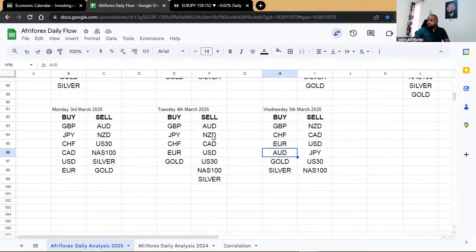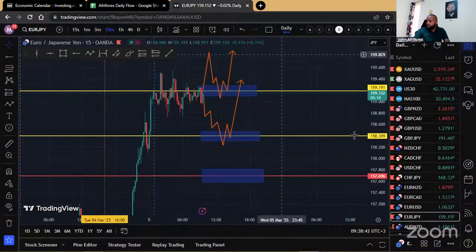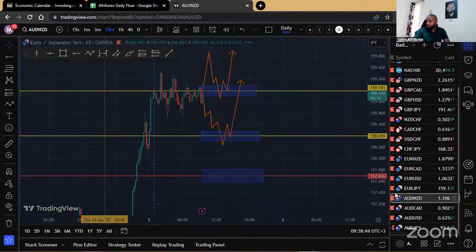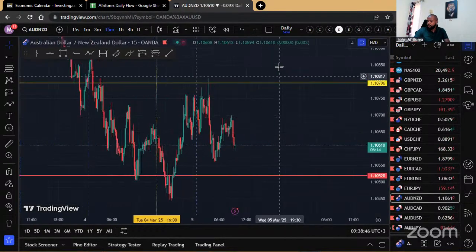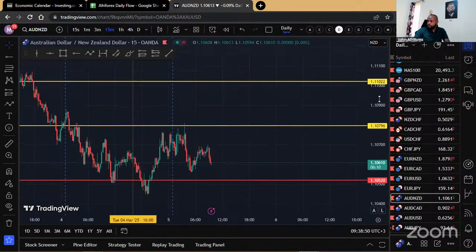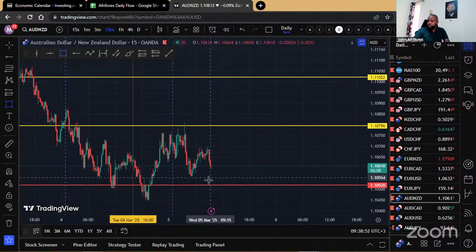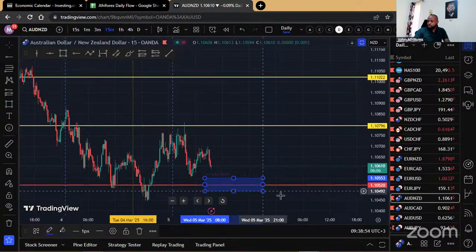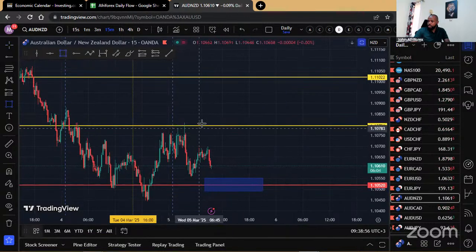So right now we're going to move on to the AUD pairs, and we're going to mix and match them up with everything on the sell side. So we'll start off with the Australian dollar against the New Zealand dollar. For this one, we're going to be trying to see whether we can get some buying opportunities. So hopefully you can take note of these three areas.